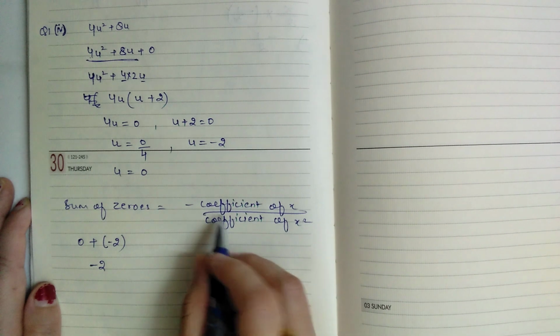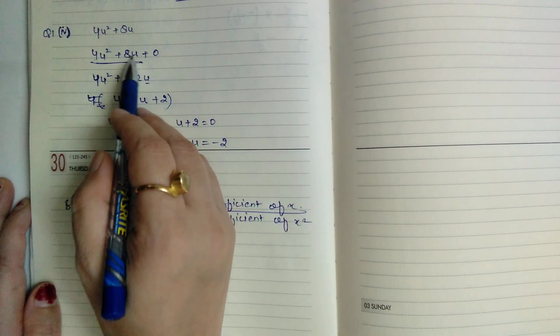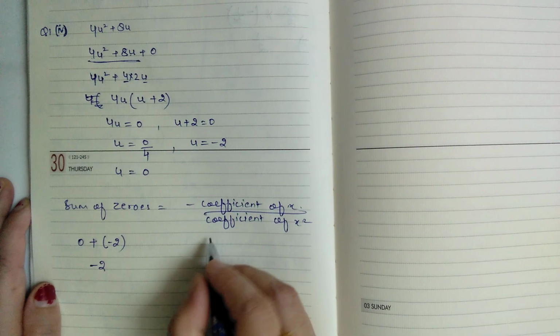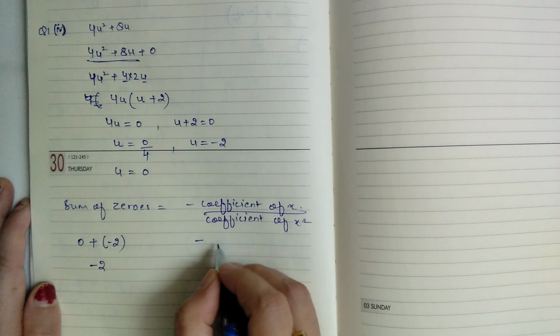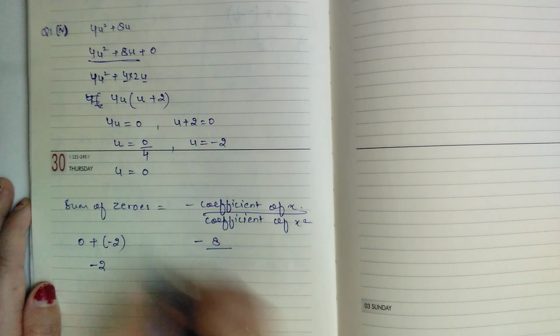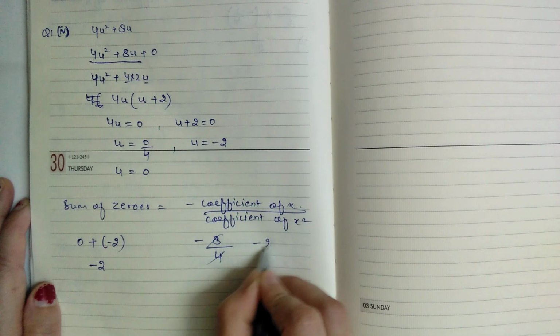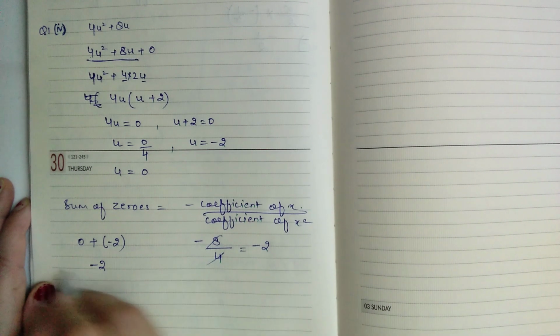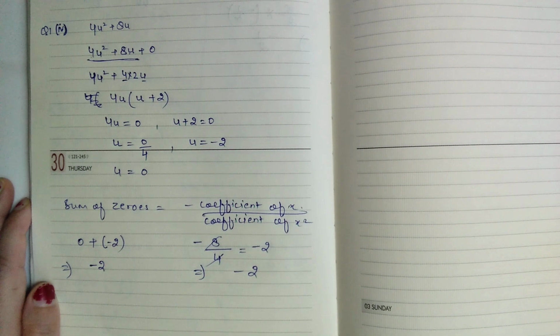Okay, according to this, coefficient of x means u, that means coefficient of u is 8, so this minus 8 upon coefficient of x square, that is 4. This is 4, so after this you will get minus 2. So in both cases you get minus 2, so this is verified that your zeros are correct.